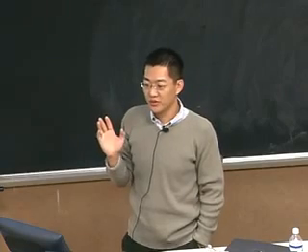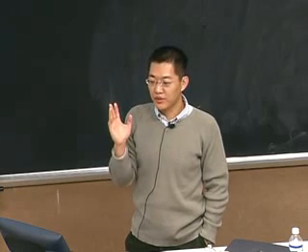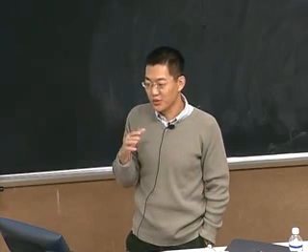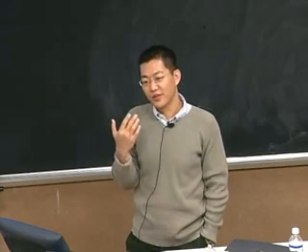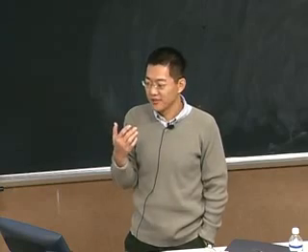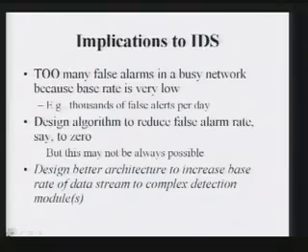So the point is that if the base rate is so low, then it doesn't matter what you do. You can try your best, spend all your PhD years to work on a better algorithm. Okay, you say, hey, my false alarm rate is 5% better. Doesn't matter. That may not be fair to you, but that's actually the reality if you want to use the algorithm in the real world.